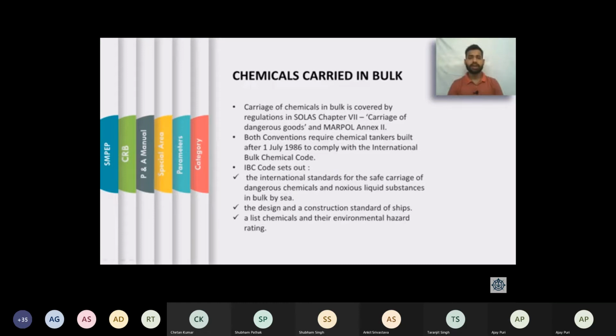Now International Bulk Chemical Code is a book which is to be carried by all vessels which are carrying chemicals and noxious liquid substances in bulk by sea. It contains some safety standards which are to be maintained while carriage of these dangerous chemicals and noxious liquid substances in bulk. This also sets out minimum design and construction standards of these vessels which are carrying dangerous chemicals and noxious liquid substances. IBC code also contains a complete list of chemicals and their environmental hazard rating.